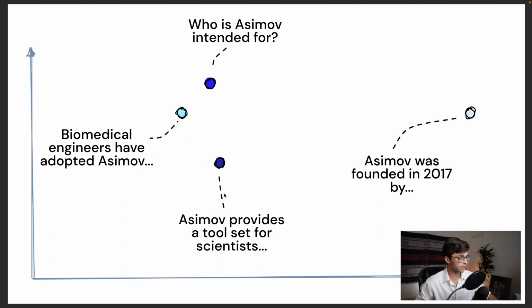And similarly, we have "Asimov provides a tool set for scientists..." That also looks like a highly relevant document to return in order to answer that question. And you can see that these two are close to the query relative to a document that is not really related to the question, which is "Asimov was founded in 2017 by..." So this document vector is so far away that it probably wouldn't be returned in the top 5 results.